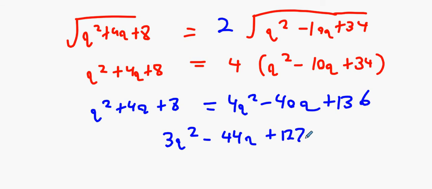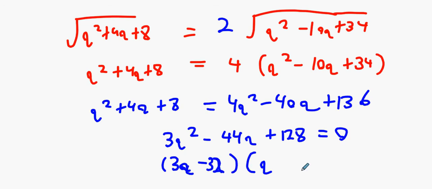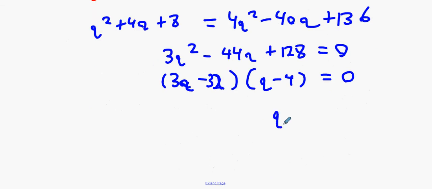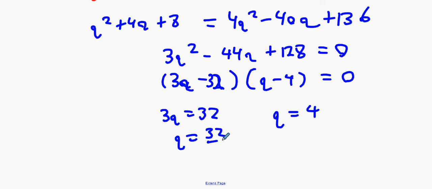Who got this far? Savage. Did you use the minus b formula? Didn't have to? Great, give me the factors so. 3q and minus 32, and this one is minus 4. Is that right? Good job. You can also do the minus b if you found that tough. q equals 4, or 3q equals 32, and q equals 32 over 3.